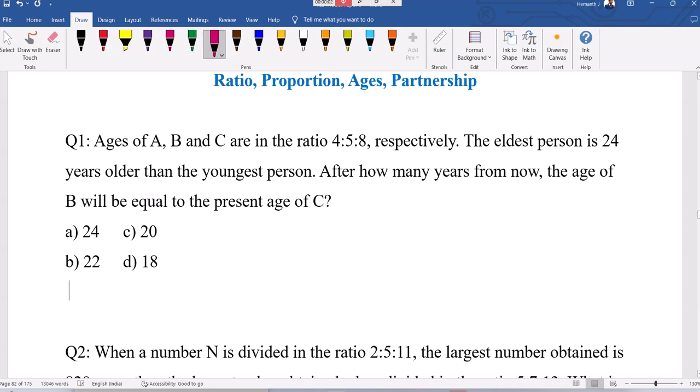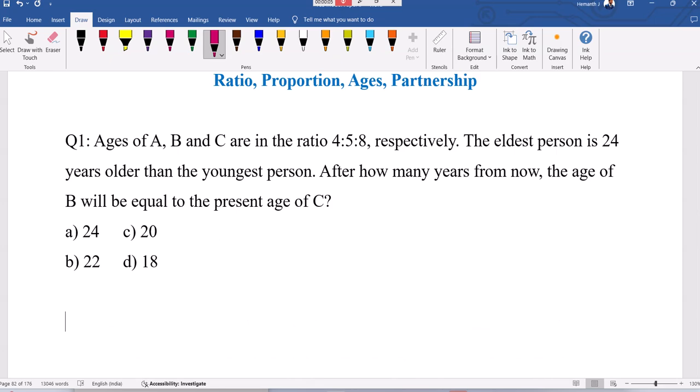Certain previous questions from ratio, proportion, ages, partnership combined. Okay, this is all interlinked concepts actually. Ages of A, B, and C are in the ratio 4, 5, 8 respectively. The elder person is 24 years older than the youngest person. After how many years from now will the age of B equal the present age of C?